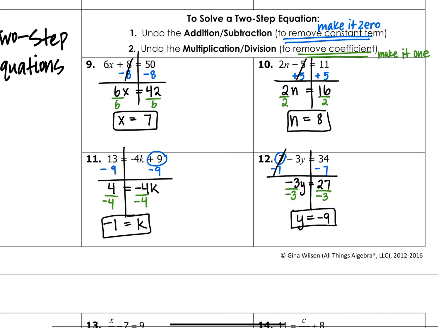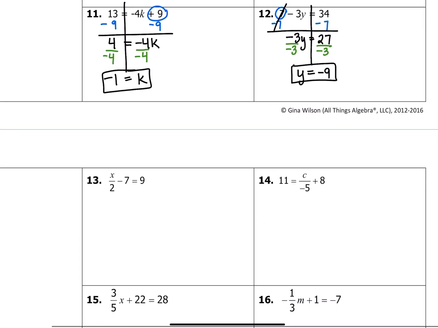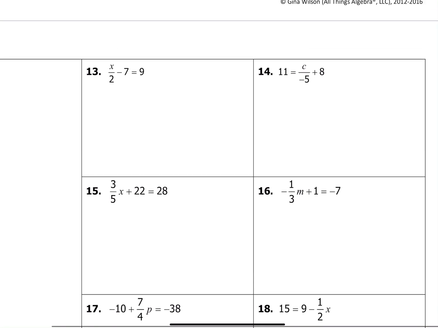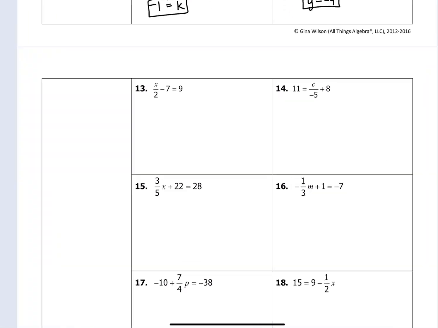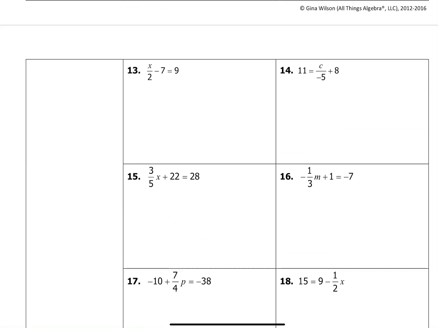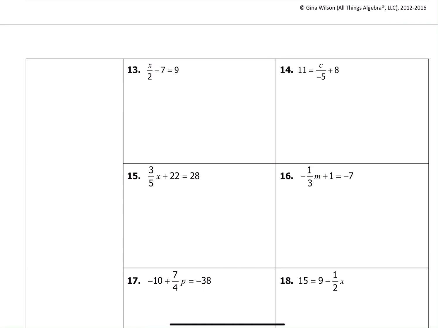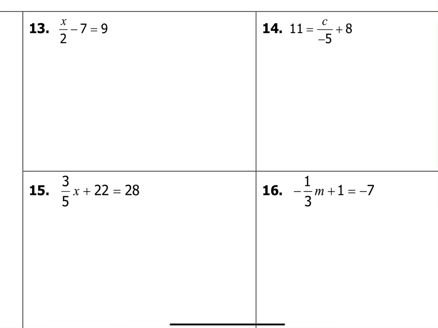Okay, so this should be major review. As we go through this, if you're struggling on any of these, especially now on this backside, where we're seeing some fractions involved, in Canvas, under the note page or under this video, there will be other videos that could possibly be helpful to you.